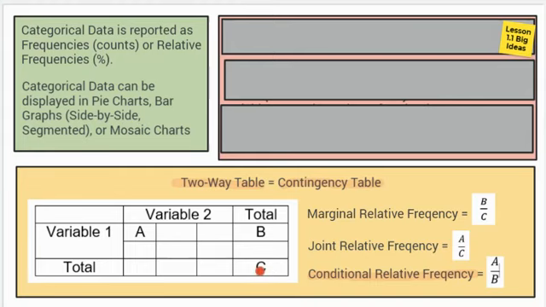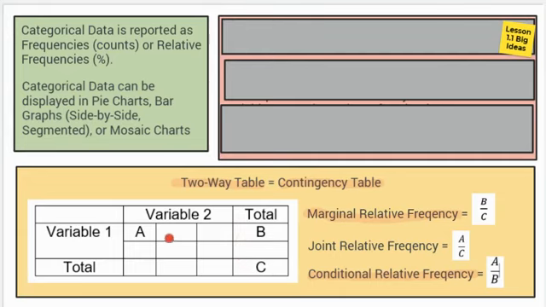If you were asked to find something that gives you B out of C, the grand total, that would be called marginal relative frequency. So B out of C, anything that's a subtotal out of the grand total is marginal relative frequency. And if you think about it, that should make sense because this right here is the margin, okay? This subtotal right here is the margin, so that's called marginal relative frequency.